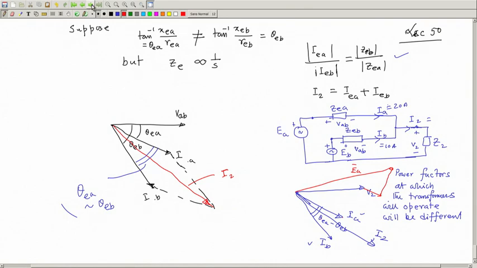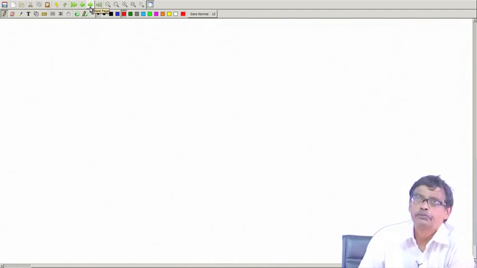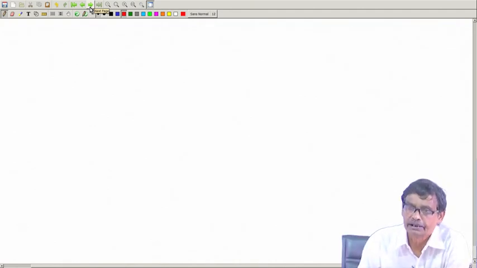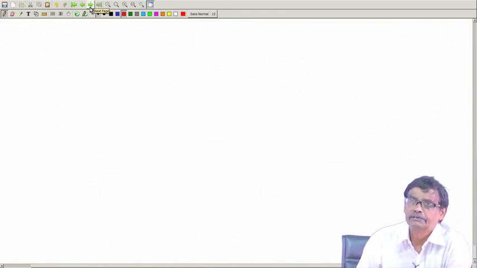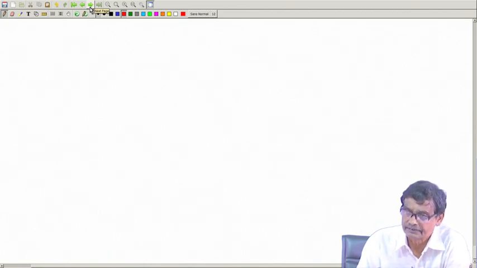Therefore, to summarize this, what I will say is that to operate two transformers in parallel successfully, the voltage ratio should be the same, the leakage impedance should be inversely proportional to their KVAs, and try to also see that the qualities of the leakage impedances are the same. That is the best thing.